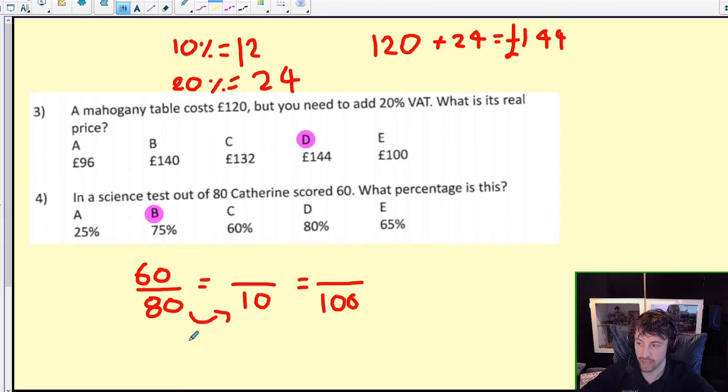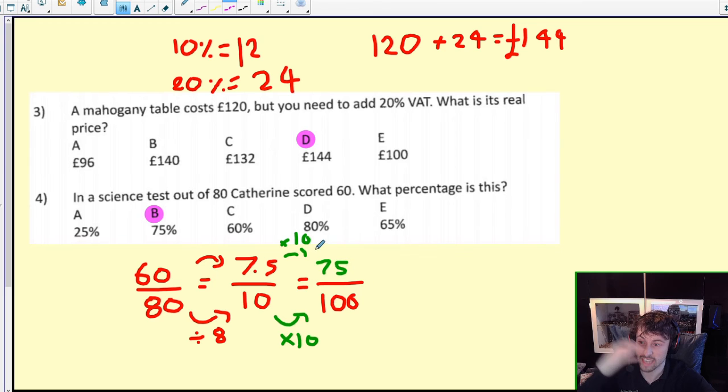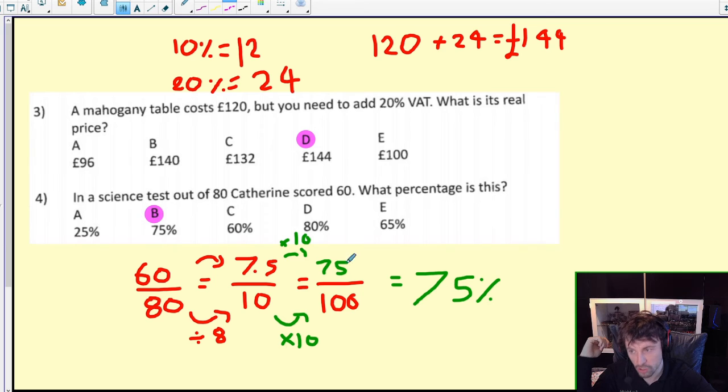80 divided by 8 gets me to 10. So then I can do 60 divided by 8. Is this going to work nicely? Not too bad. 7.5. And then I can really quickly spot here to go from 10 to 100, I'm going to times by 10. So 7.5 times by 10 equals 75%. And the second I see this, I immediately go bang, 75%. So as soon as this is written, it's out of 100. Whatever's on top is the percentage.